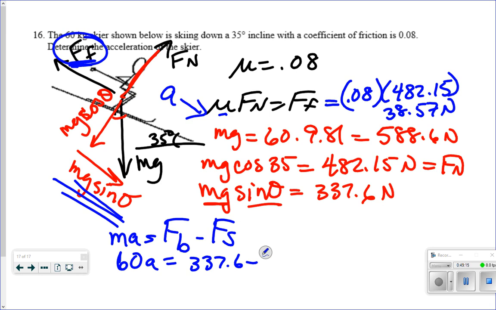Let's see if I can go around here, 38.57 newtons. So you're going to subtract the right side, you're going to divide it by 60. You should get an acceleration of 4.98 meters per second squared. Final answer. Okay, whoo, that was an exhaustive review for the final.